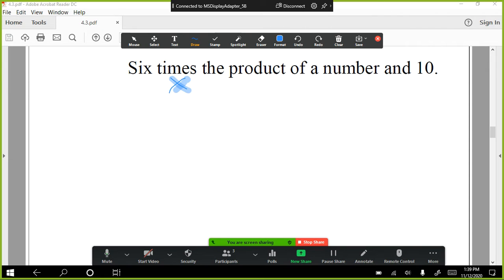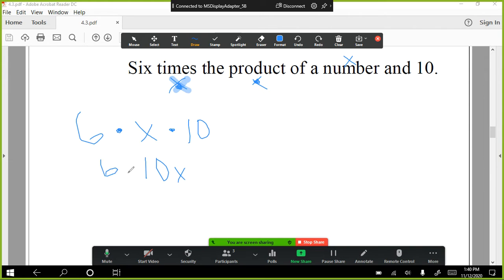All right. Product is also a multiply. I might want to use dots there instead of x's because I'm going to use my variable x right there. So I'm going to multiply 6 times, I'm going to use a dot, the product of a number and 10. What is the product of a number and 10? That would be x times 10, right? Now, an easier way to write x times 10 would just be simply 10x.